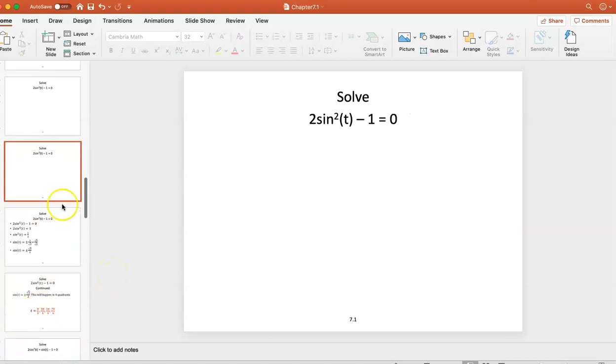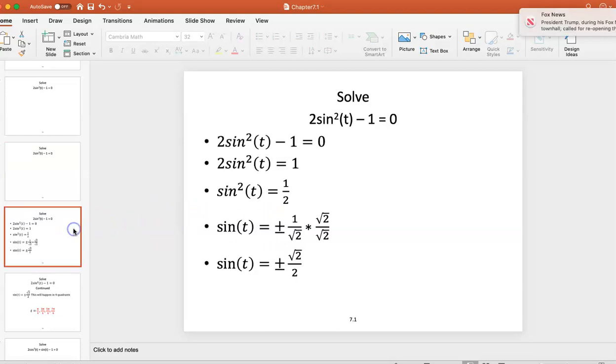Okay, you've got another one here. This is 2 sine squared minus 1. We would move the 1 over, and then we would divide by 2 and take the square root of both sides. The square root here was 1, and the square root there would just be the square root of 2. And you multiply it by the square root of 2 over 2 to rationalize it, and we get plus or minus. Since it's plus and minus, it occurs in all 4 quadrants: first, second, third, and fourth.